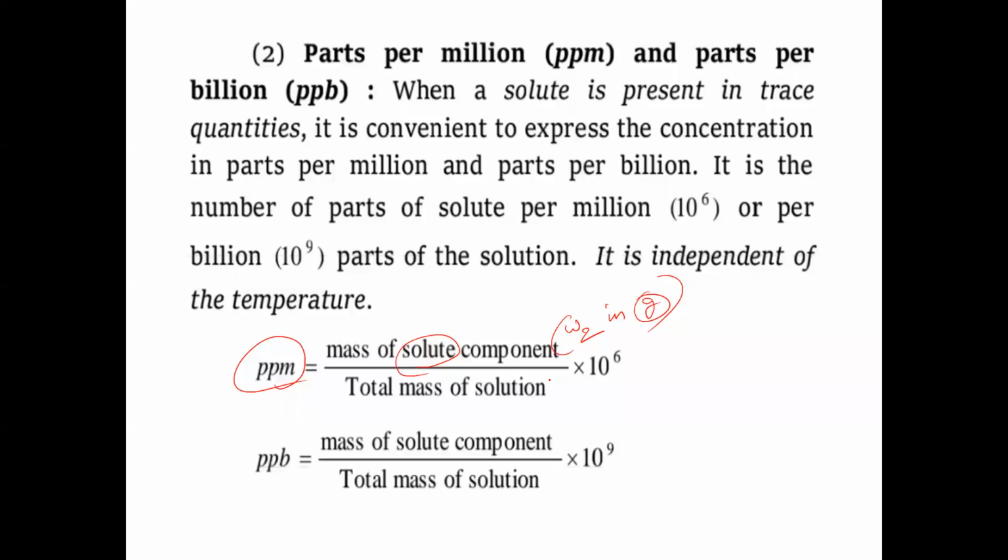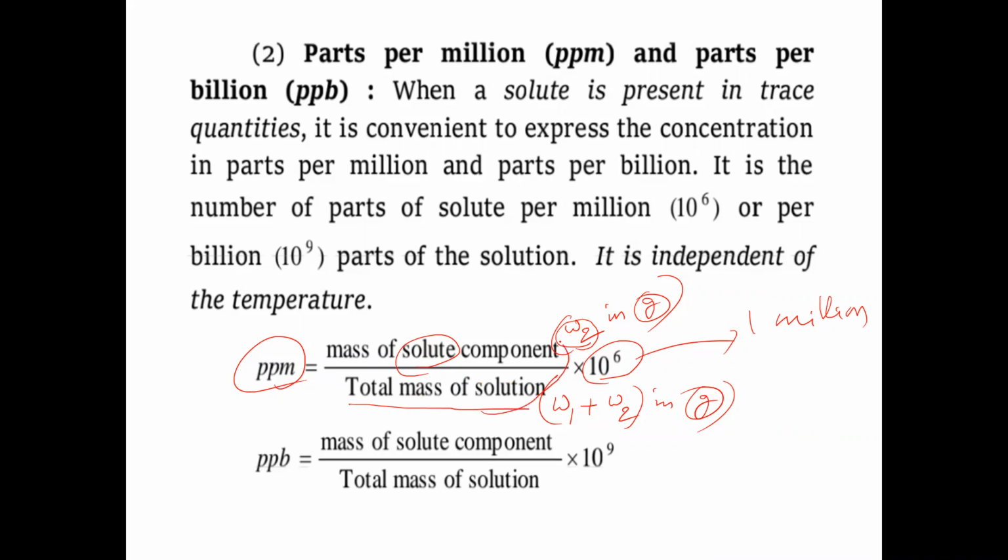W2 in grams divided by total mass of solution. Solution means what? Weight of solvent plus weight of solute in grams. So weight of solute plus weight of solvent together in grams. And W2 means weight of only solute in grams, into 10 power 6. 10 power 6 means 1 million. So weight of solute by weight of solution into 10 power 6.